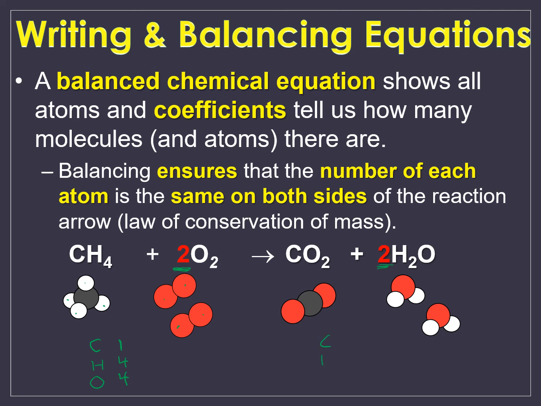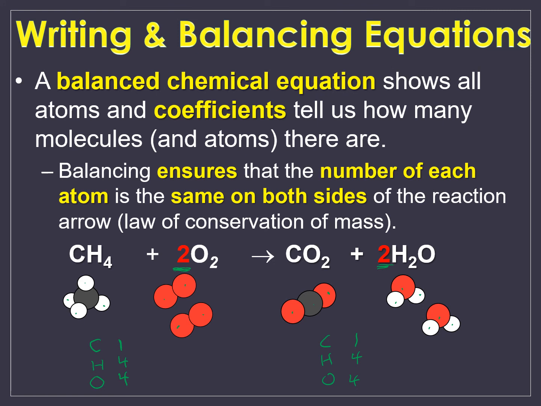Now on the product side, I'm going to count 1 carbon. So this checks out. Both the left side and the right side are equal. Now hydrogen, I have 1, 2, 3, 4. So left side equals right side. And finally, I have oxygen. 1, 2, 3, 4. So both sides are even. So the left side of the arrow is equal to the right side of the arrow in terms of the number of atoms. And we can take this one step further.